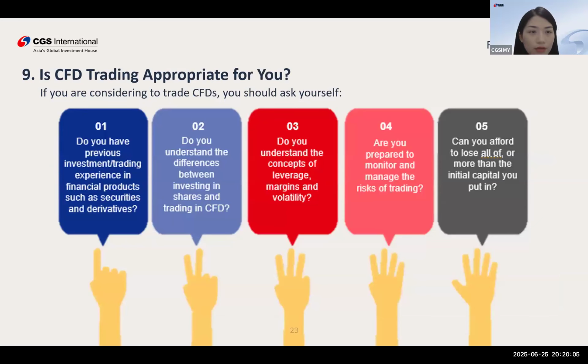Okay, so right now, if you are considering to trade CFD, you should ask yourself, do you have previous investment or trading experience in financial product, such as security and derivative? Do you understand the difference between investing in share and also CFD? Do you understand the concept of leverage, margin, and volatility? Are you prepared to monitor and manage the risk of trading? And can you afford to lose all of or more than the initial capital that you put in? If all the answers are yes for these 5 questions, then yes, maybe CFD is appropriate for you.